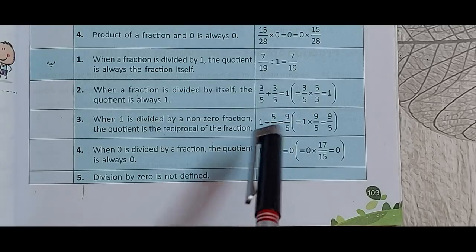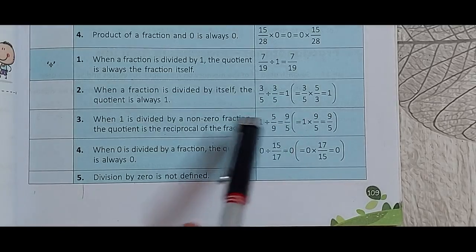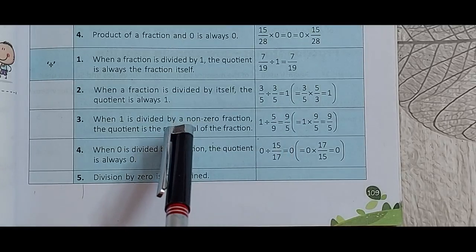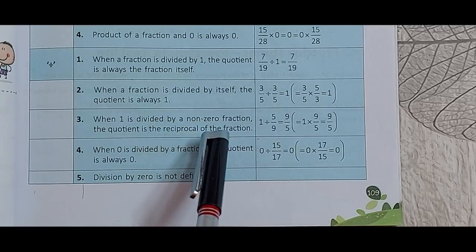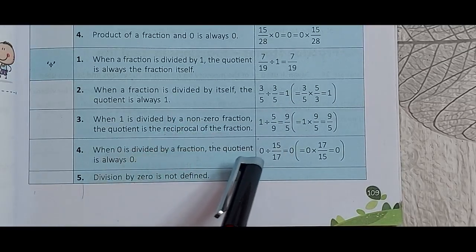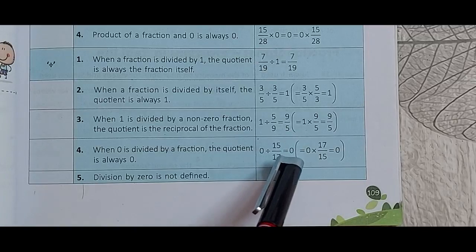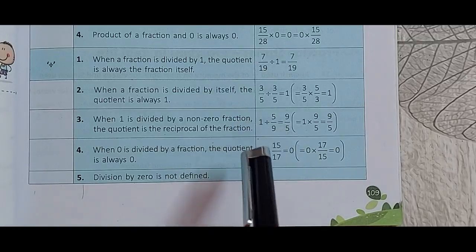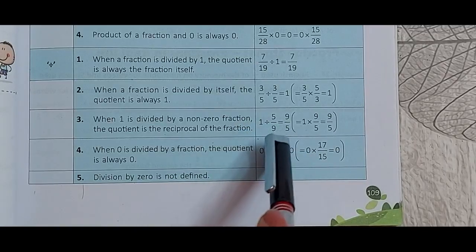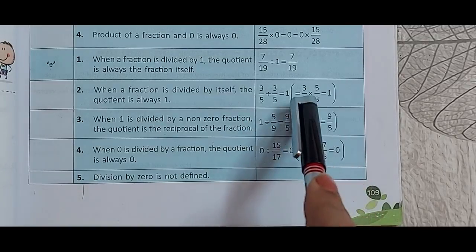Here another example is given, that is when 1 is divided by a non-zero fraction, the quotient is the reciprocal of the fraction. Means what? 1 divided by 5 by 9 is equal to 9 by 5. Now, looking at this example, you can easily understand this one.